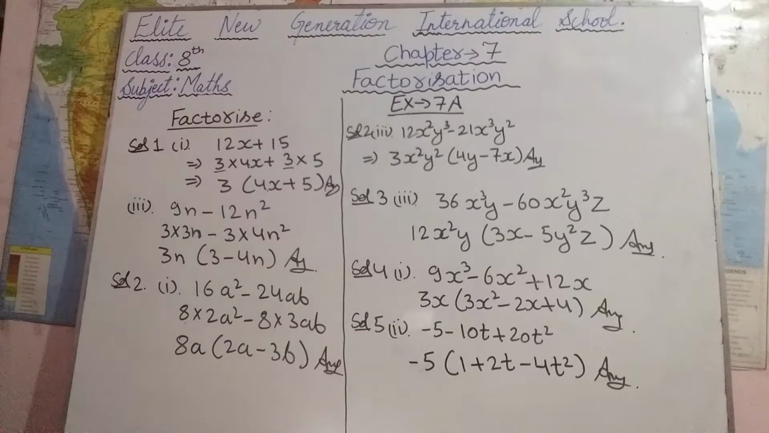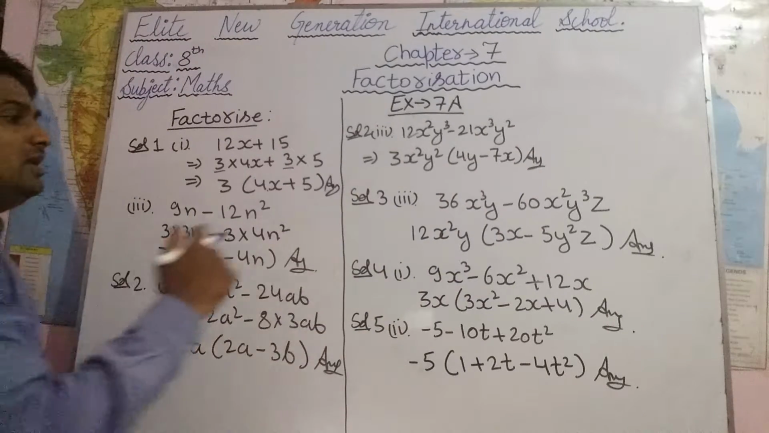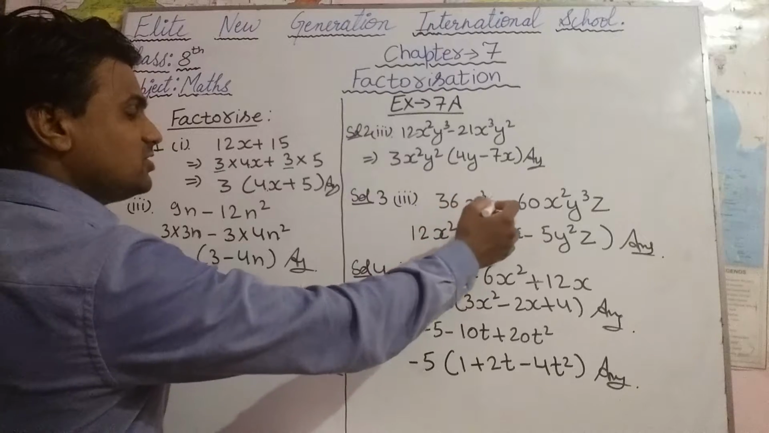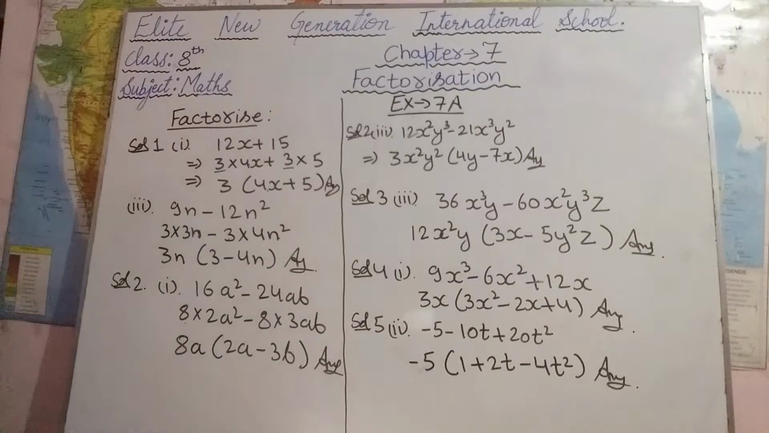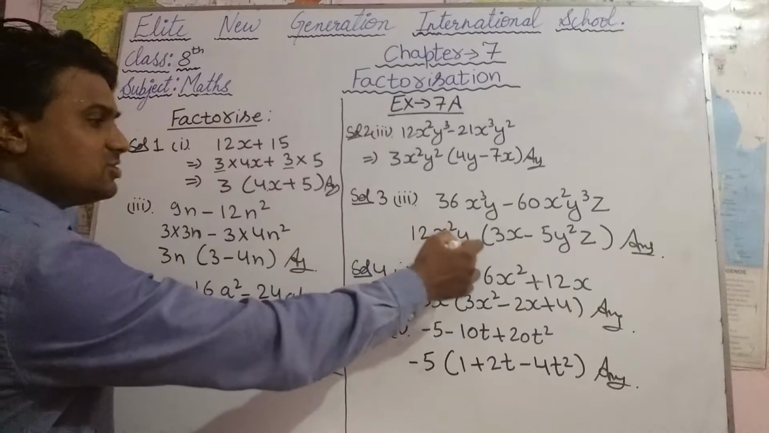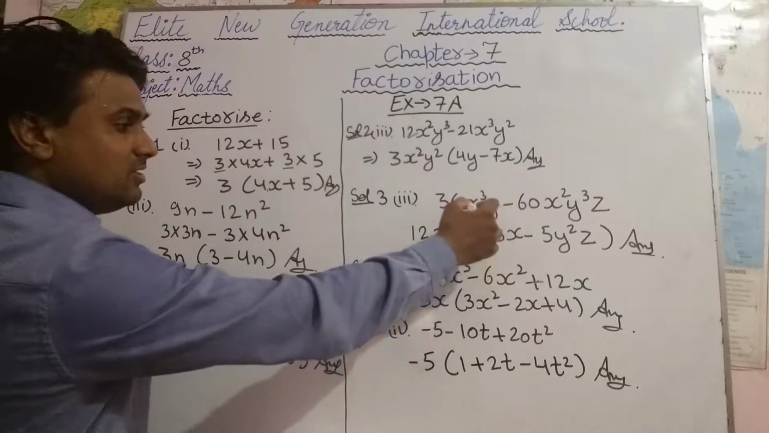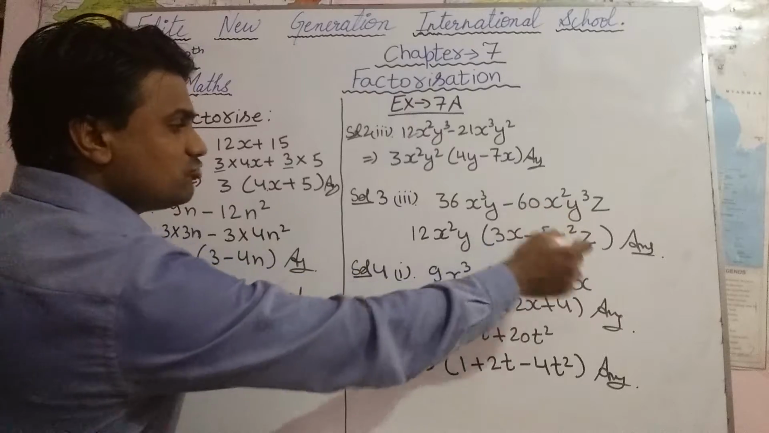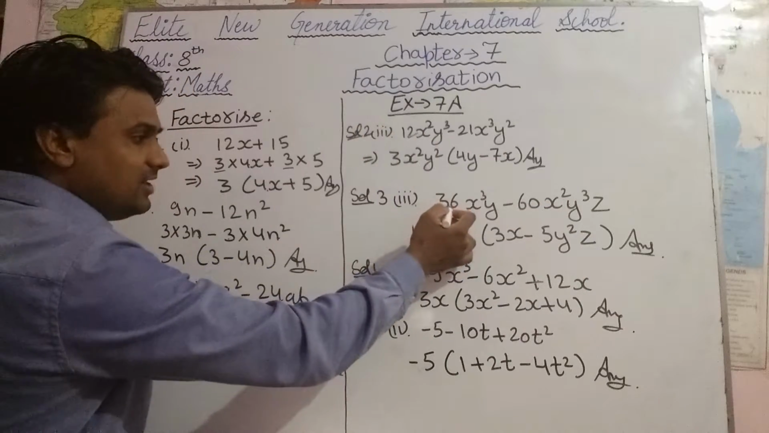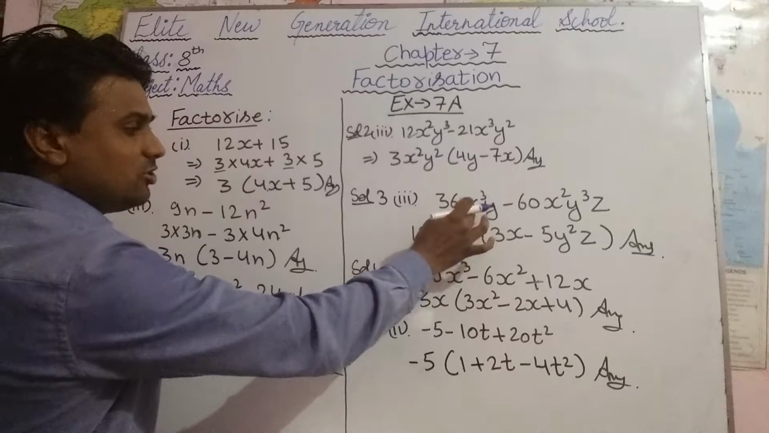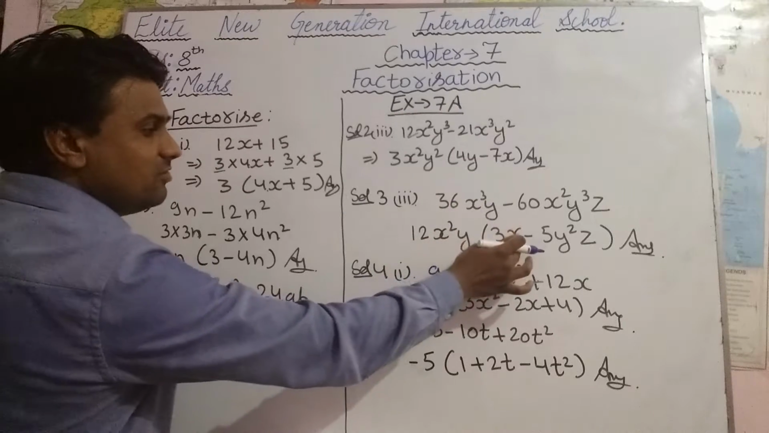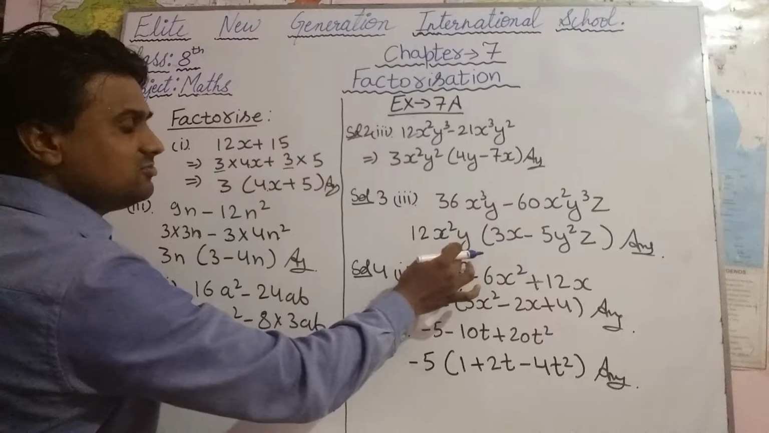Now question number 3, third part. Here we have 36x cube y minus 60x square y cube z. So in this we can take common 12x square y. So it will be 3x minus 5y square z, because when 36 is divided by 12 it will be 3, and x cube divided by x square, there will be x, and y will be cancelled by this y.